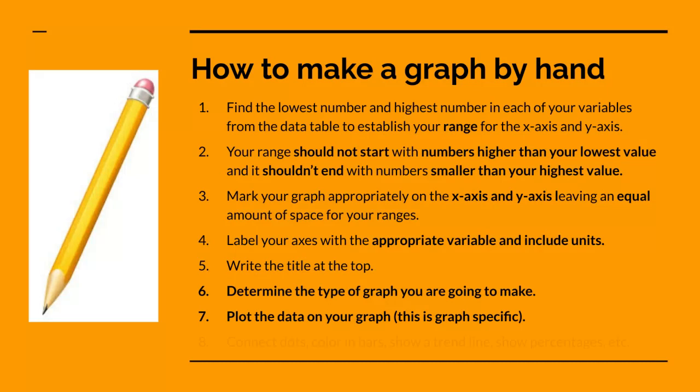And then the last thing: connect your dots if you have a scatter plot, color in bars if you have a bar graph, show a trend line if it's a scatter plot, or even if it is a bar graph, show percentages if it's a circle graph. You can label your values on a bar graph, a scatter plot, or a line graph if you want. These are things we'll get into when we start making our own graph. And that's it. That's the notes.